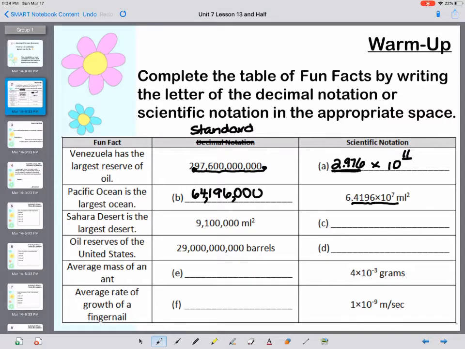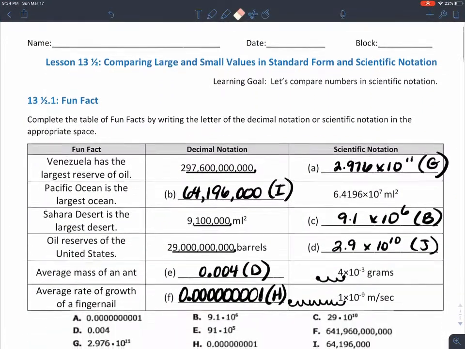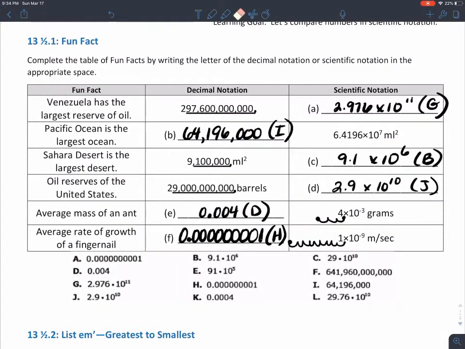You should already have all of these filled in. If you don't, again, pause the video and work through them. I'm going to show you my answers now. So A should be G. B should be I, which we just went through. Then C should be B. D, J. E, D. And F, H.